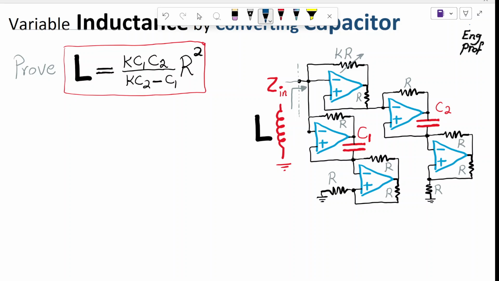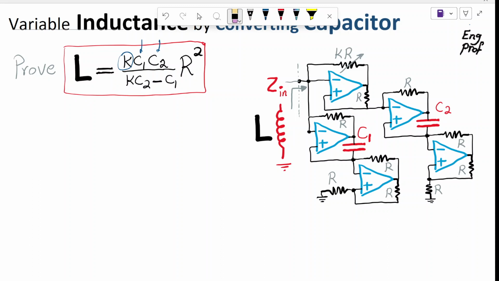A variable inductance, L, is realized by this circuit that is designed using 5 ideal op-amps, 2 capacitors C1, C2, and a potentiometer KR. K is the parameter. Interestingly, we can prove that the value of inductance realized depends on the parameter K and the value of C1, C2, R squared.